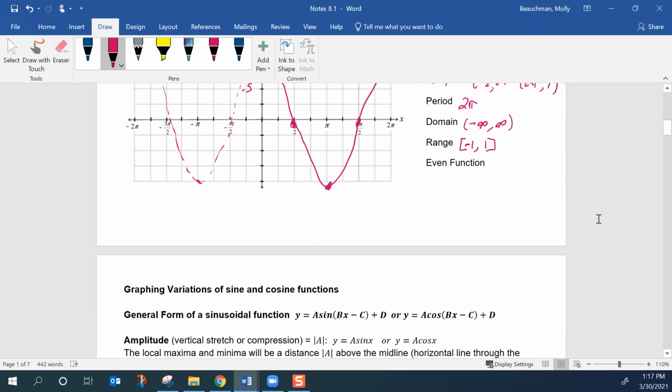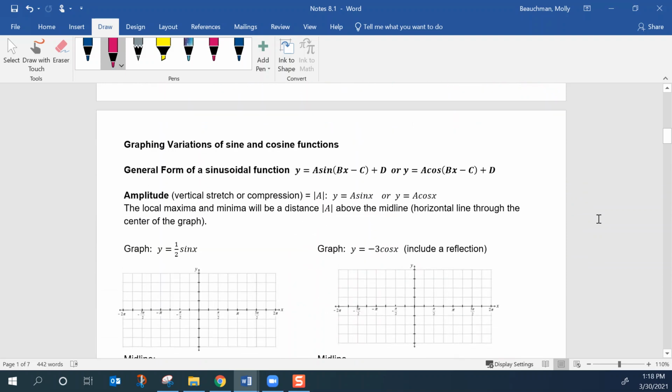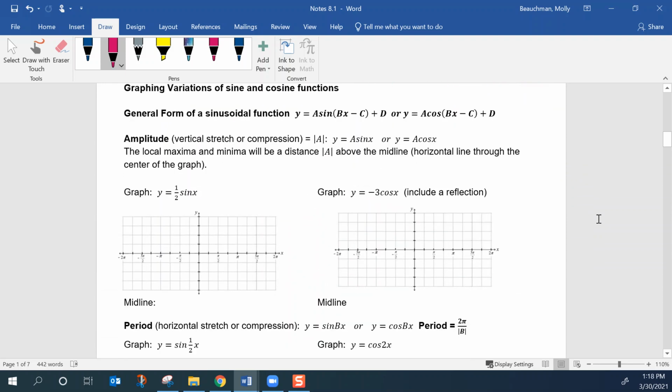And now we're going to take a look at transformations. How do we graph variations of the sine and cosine functions? So the general form of a sinusoidal function, either sine or cosine, is y equals a times sine or cosine of (bx minus c) plus d. So we'll take a look at these one at a time.